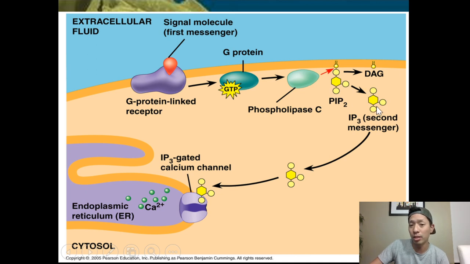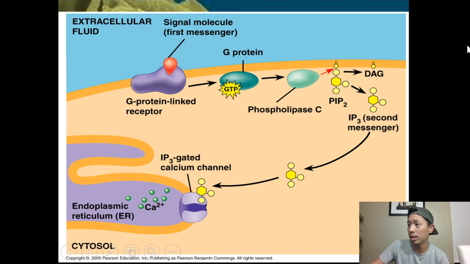Now, once IP3 is made, what is its job? Well, IP3 is going to move over here to the ER because remember, the goal is to release those poor calciums that are stored up inside the ER. And notice they're being blocked right now by what? An IP3 gated calcium channel, which means that channel is only going to open up if an IP3 binds to it.